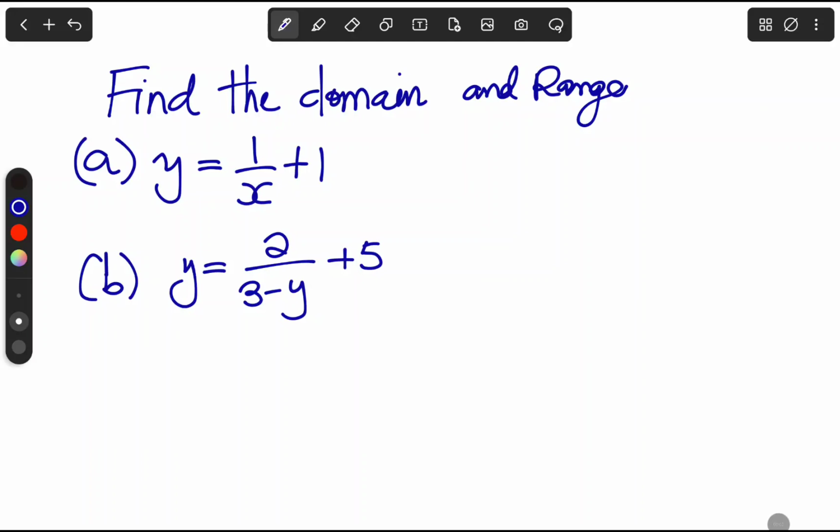We have two questions. Under these two questions, we are finding the domain and the range. A, y is equal to 1 over x plus 1. B, y is equal to 2 over x minus 3 plus 5. So how do we find the domain?